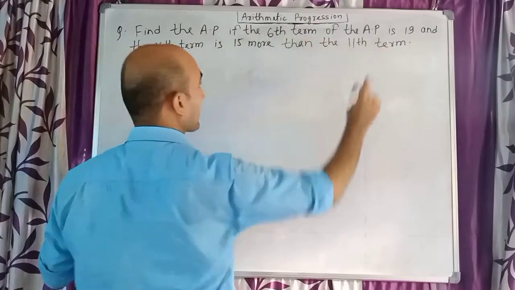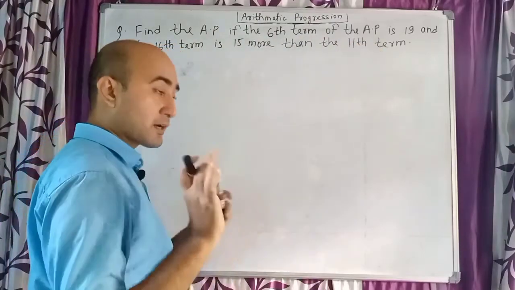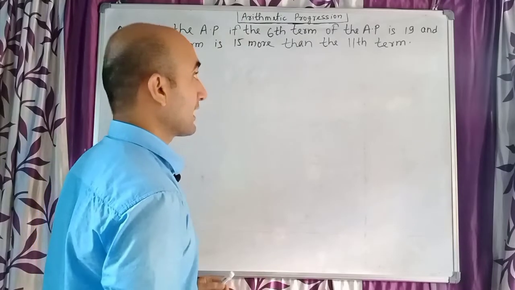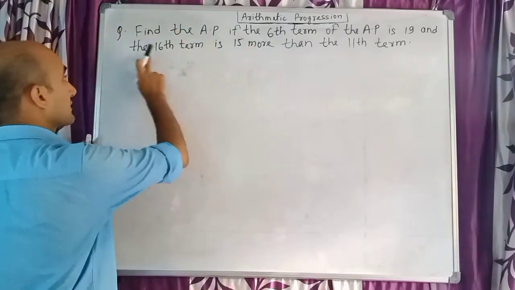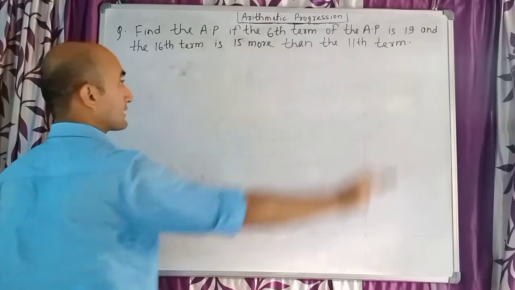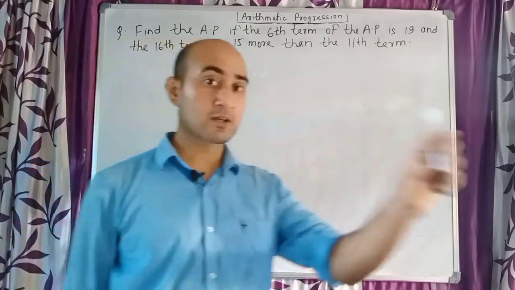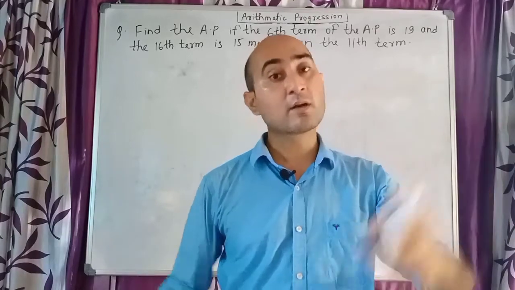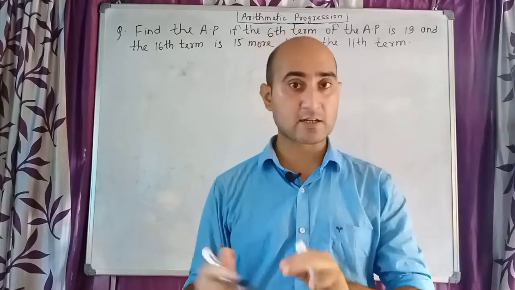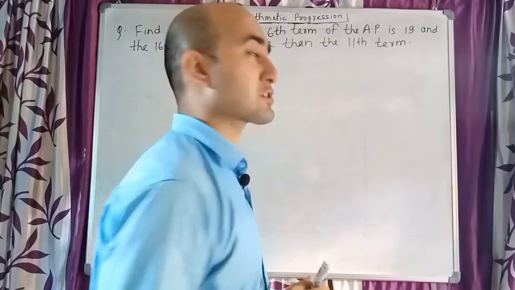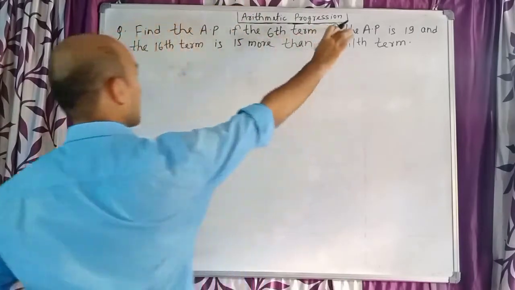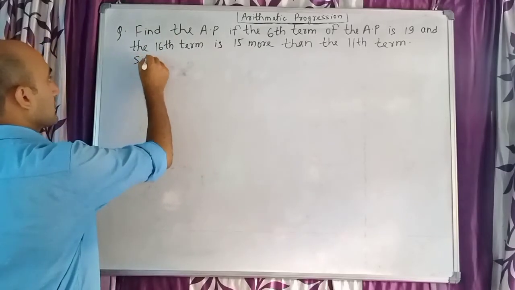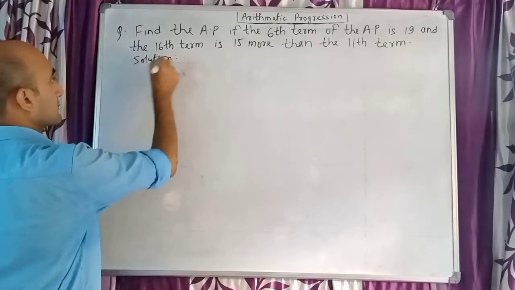If the sixth term of the AP is 19, yes, one condition is here: the first condition, the sixth term of the AP is 19, and the second condition is the 16th term is 15 more than the 11th term. So when the 16th term is compared with the 11th term, the 16th term is 15 more compared to the 11th. This is the second condition. So let us begin the work from the first condition. My first condition is the sixth term of the AP is 19. So my solution starts.